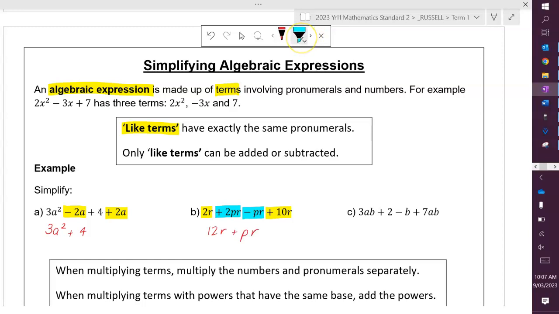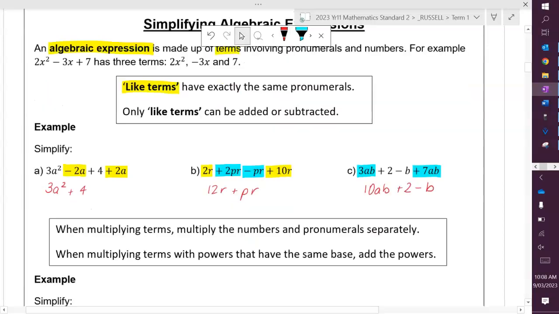In our last example, I have 3ab plus 7ab, and then I have a plus 2 and a minus b. So 3ab plus 7ab is 10ab, plus 2 minus b, because none of those terms are the same.